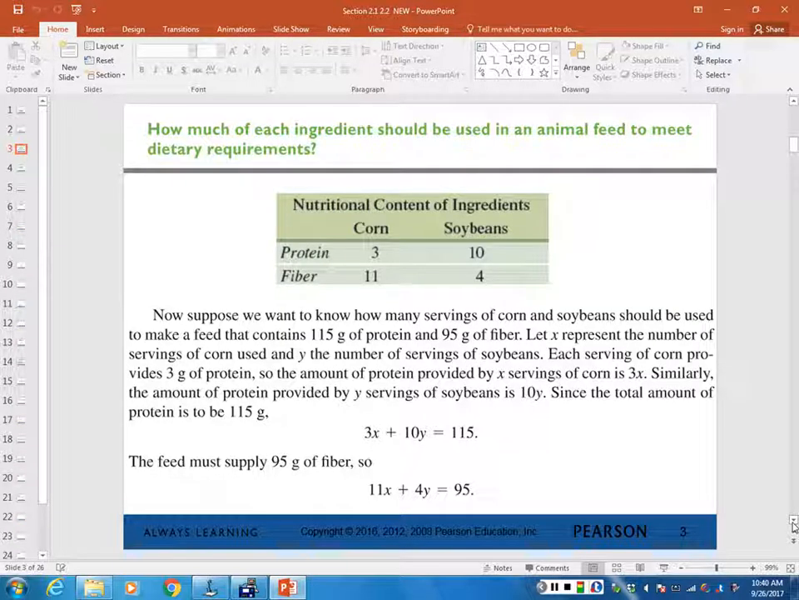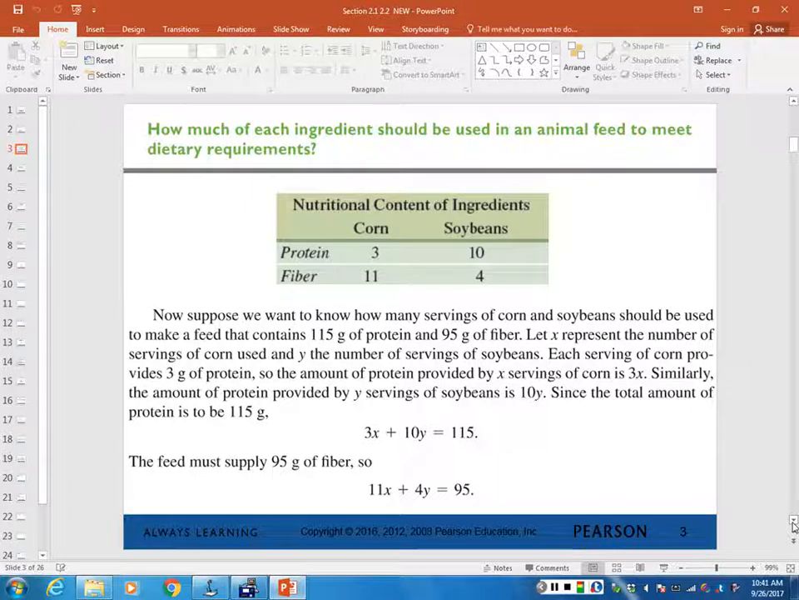And since each serving of corn provides 3 grams of protein, then we would say that the amount of protein provided by X servings of corn would be 3 times X. And then if you talk about the amount of protein provided by Y servings of soybeans, well then, since it's 10 grams per serving, it will be 10 times Y. And we need that to total up to 115 grams.